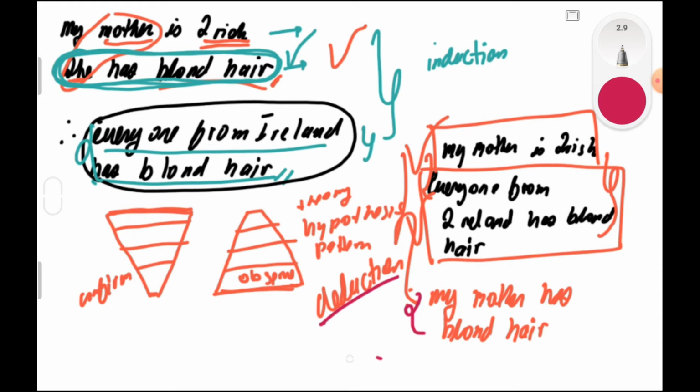Dito kasi, let's say my mother is Irish, let's say this is a fact, okay? And then you observed a pattern that she has blonde hair. This is your observation. Okay, without knowing that not all Irish have blonde hair. So, therefore, from this, you assumed, or made a conjecture, that everyone from Ireland has blonde hair. Okay?